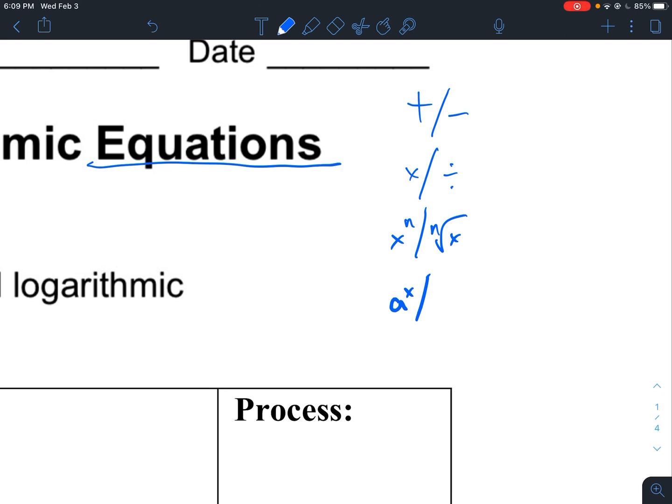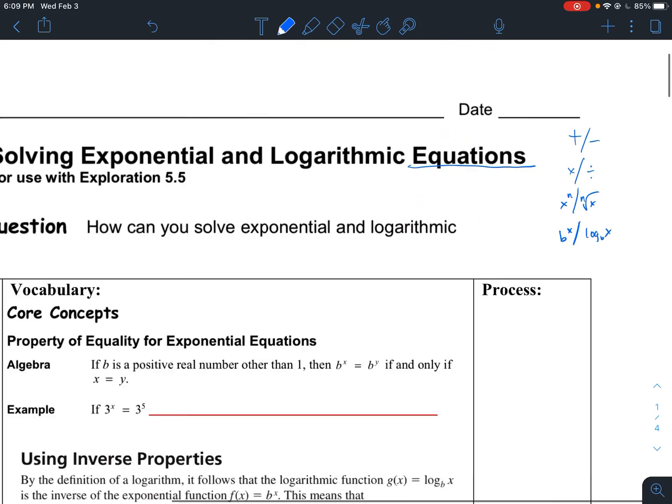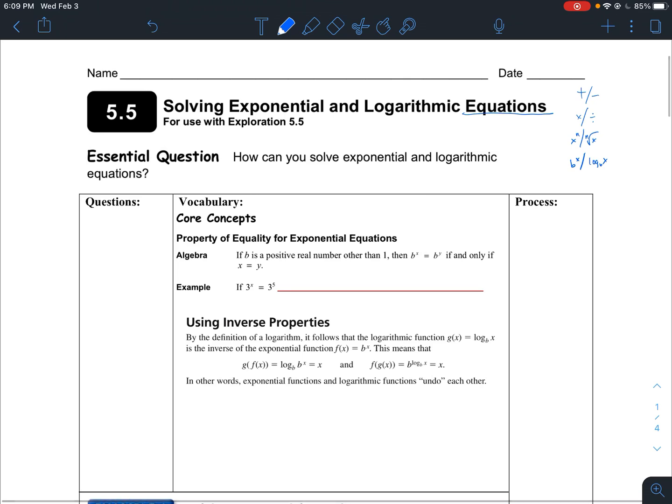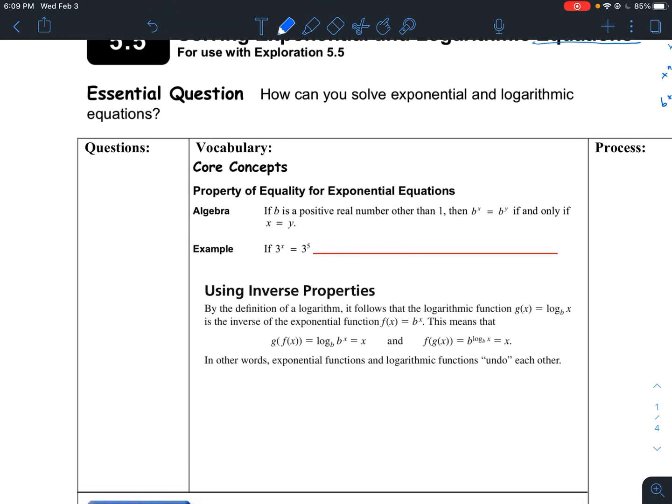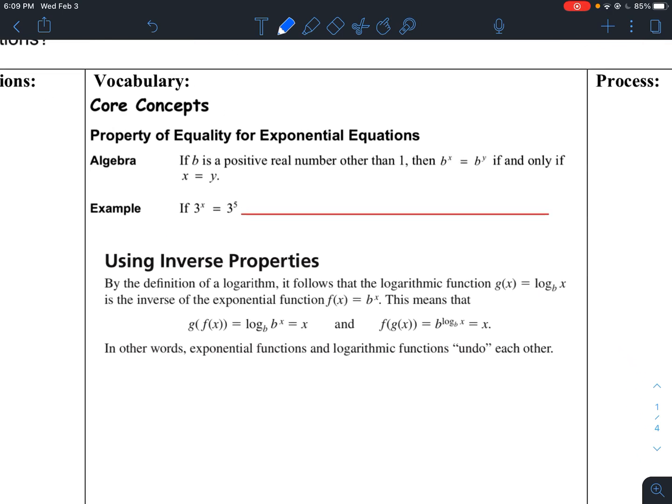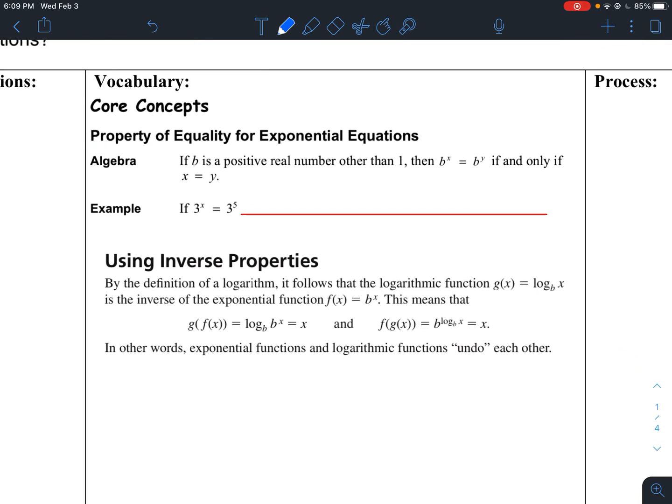So a to the x, the inverse of that is, well, if we're going to be consistent with terms, we'd say b to the x is what we've been using. So the inverse operation of this would be log base b of x. Okay, so we are going to use this knowledge of inverses to help us solve exponential and logarithmic equations. So for our first property, remember property is always important. If it says property, you're going to want to remember this.